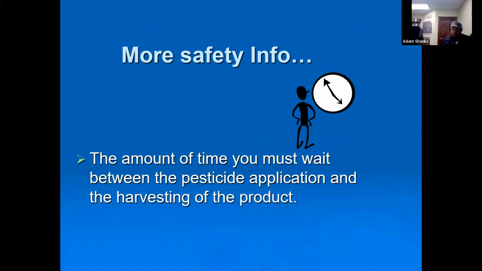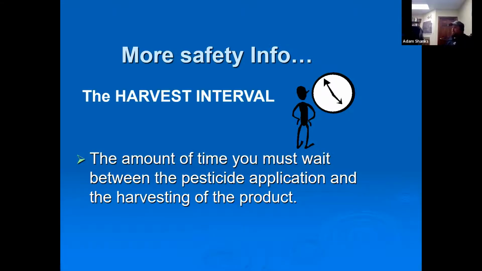So yeah, this is the harvest interval. This is the amount of time you must wait. If you treat your garden with something for worms or fungus, this is how long you have to wait before you can harvest that fruit and eat it. It's basically, you don't want to contaminate anything you're going to eat or sell. So you want to make sure that you're following what the label says about harvest.